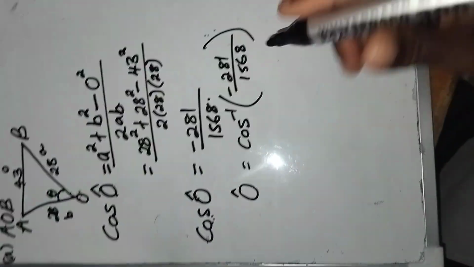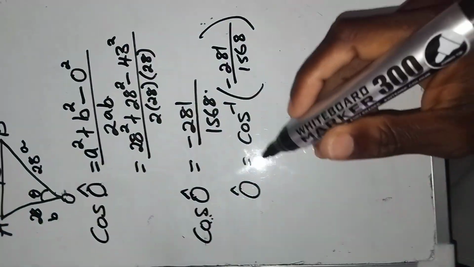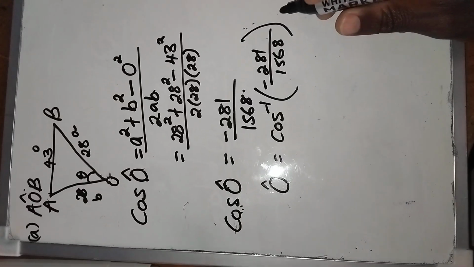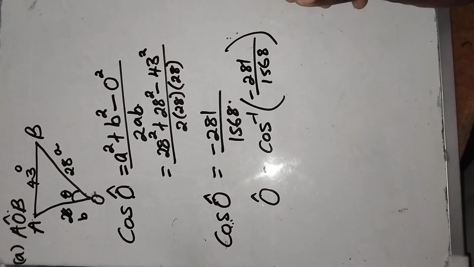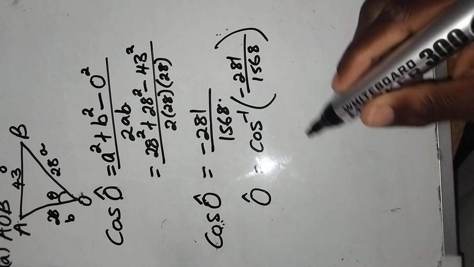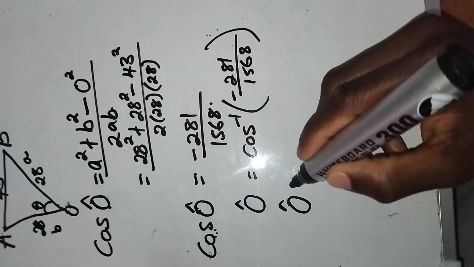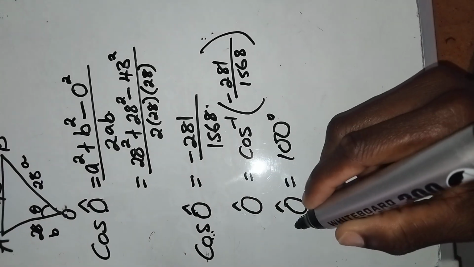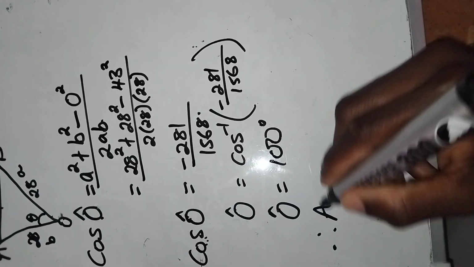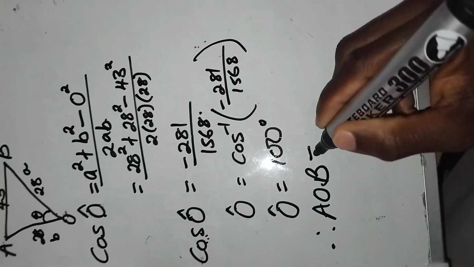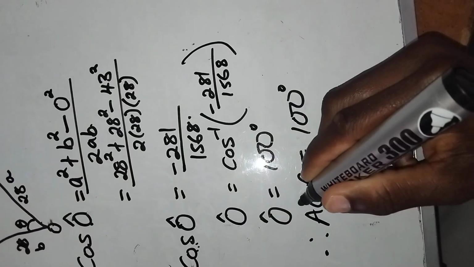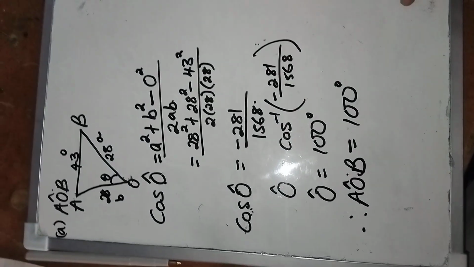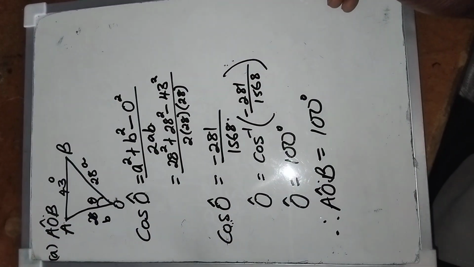On the calculator, when looking for arc cos, press second function and cos to get the inverse. So our angle O is 100 degrees. Therefore angle AOB is equal to 100 degrees.